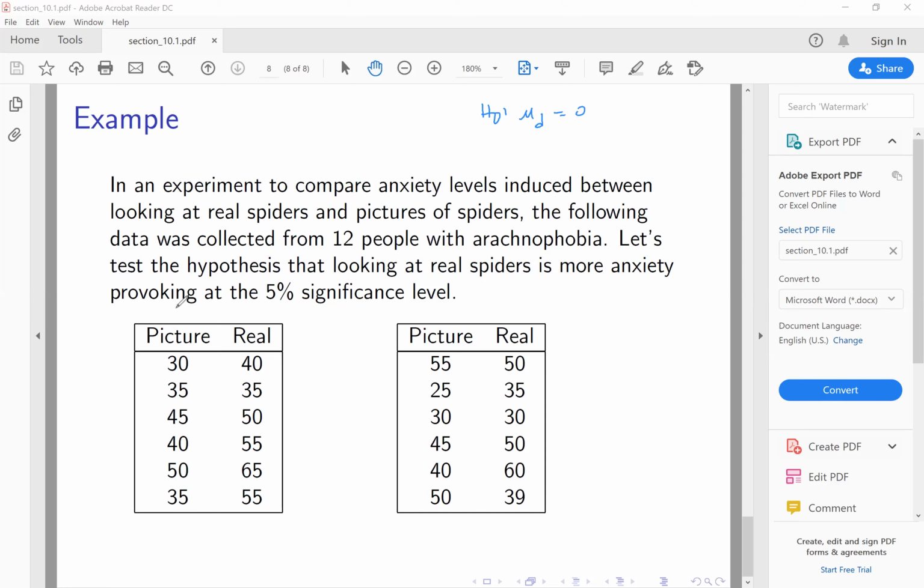And what about our alternative hypothesis? Well, we're going to be taking the picture data minus the real data. And what might you think is possible or probable? You probably guessed that pictures produce less anxiety than real spiders. So the picture data minus the real data, you would expect to be negative. All right, now we need to compute the differences. So the differences are computed by taking the picture data minus the real data.